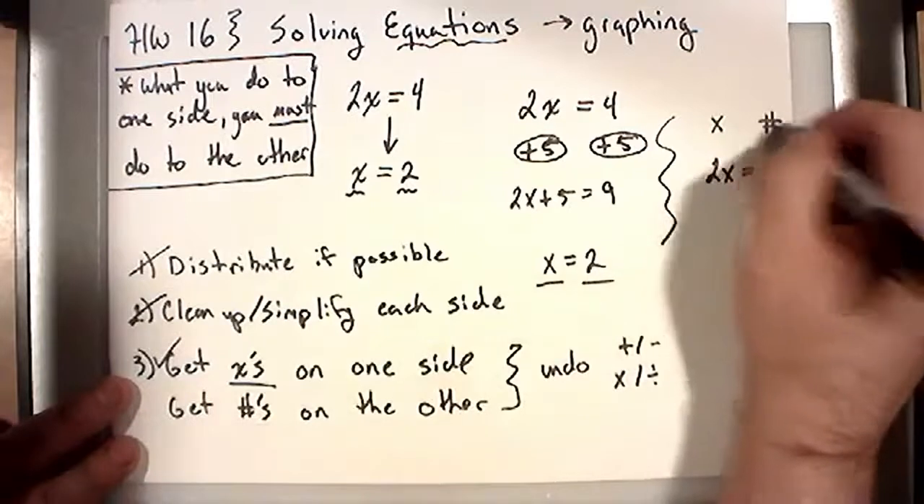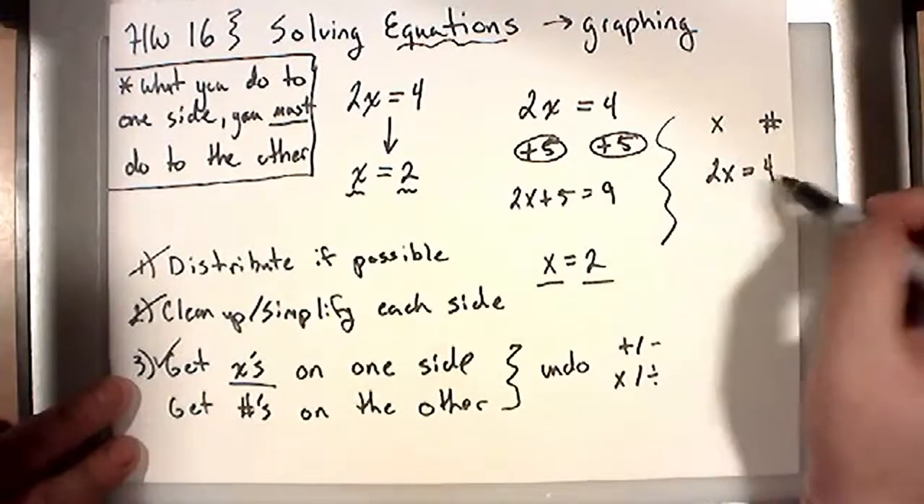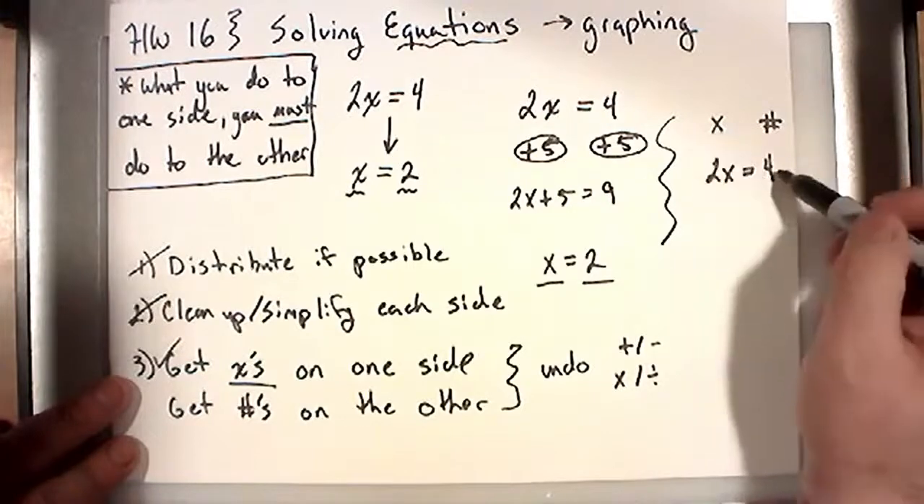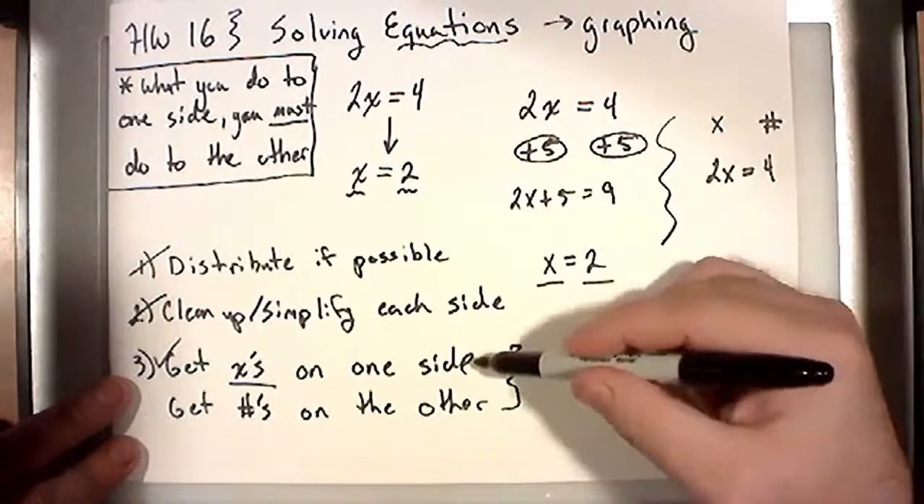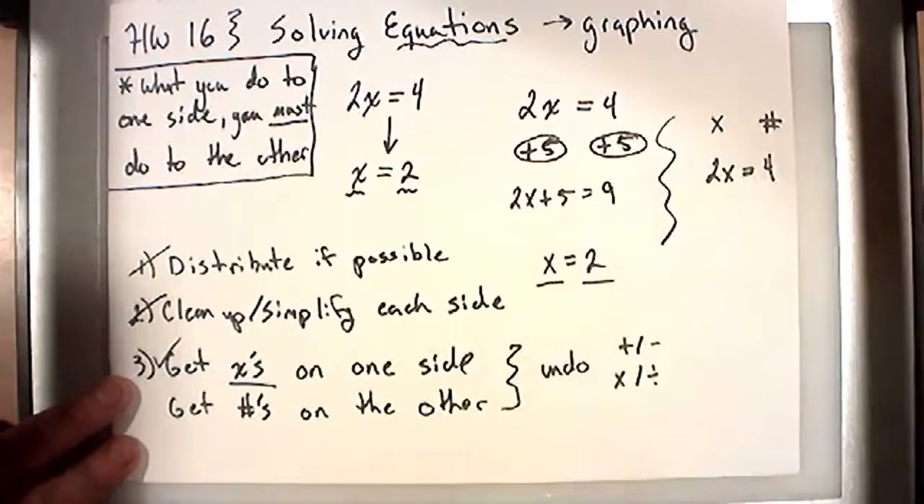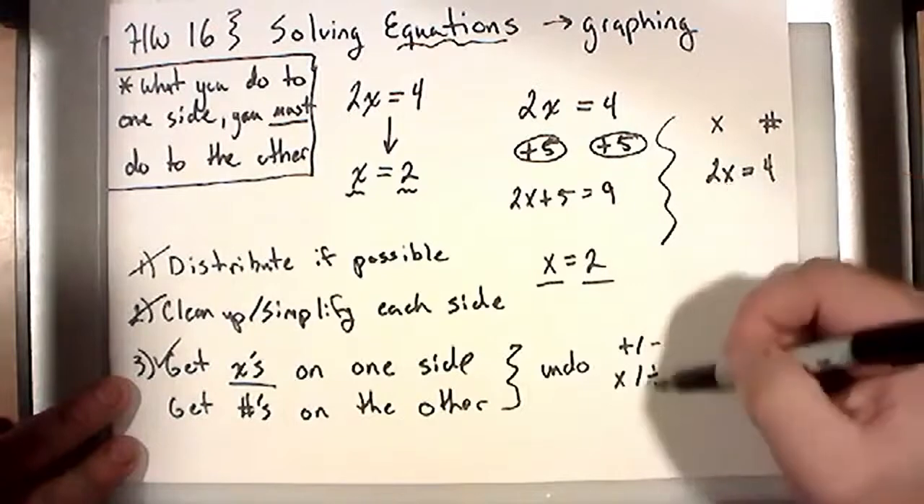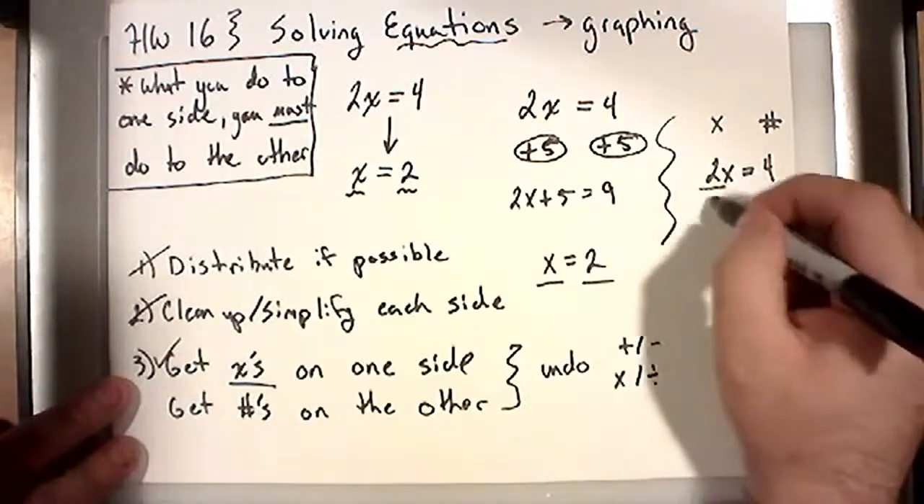So what we need is to get the 2 over here with the 4, right? We want our x alone on the left. We already got our x's together. Now we need to get the numbers away from the x. Collect your x's together, then get the numbers on the other side. So what we have here is 2 times x equals 4. How do I get rid of times? With division. So I'm going to divide by 2.